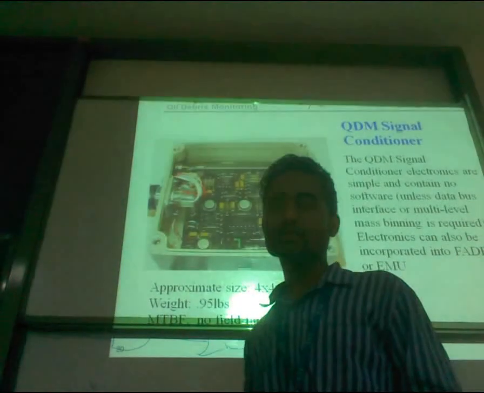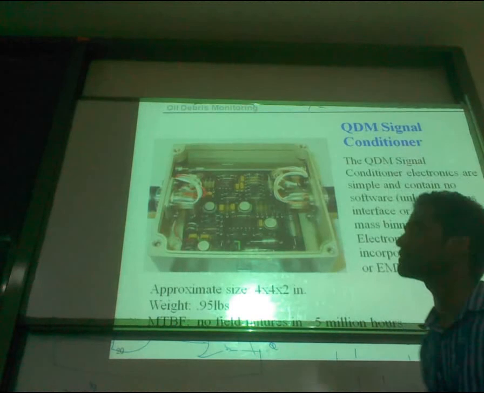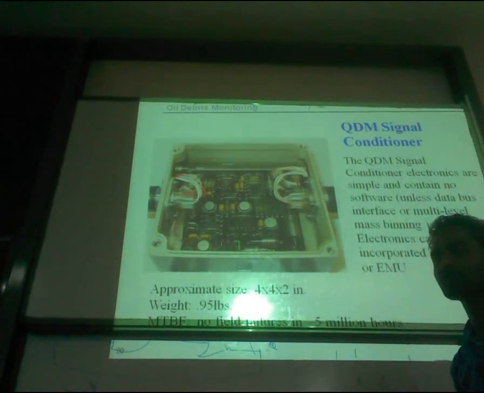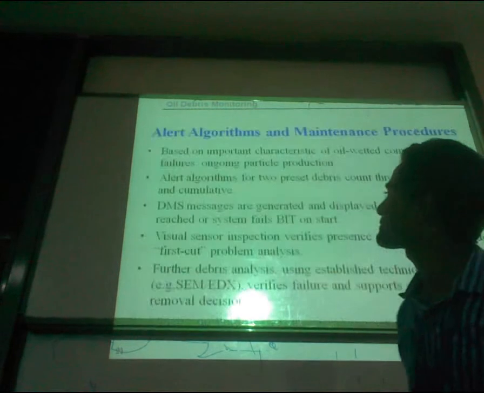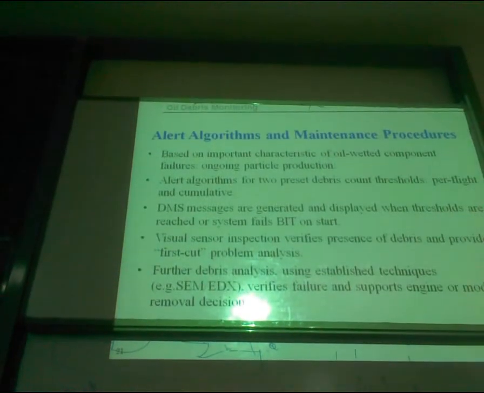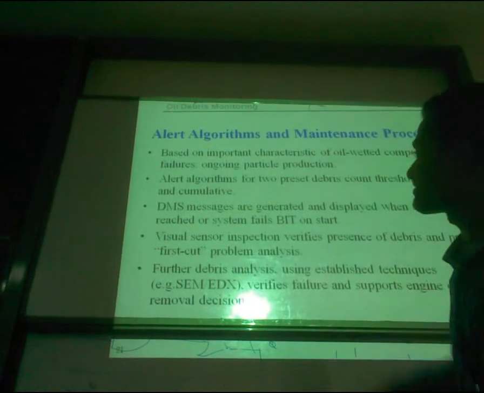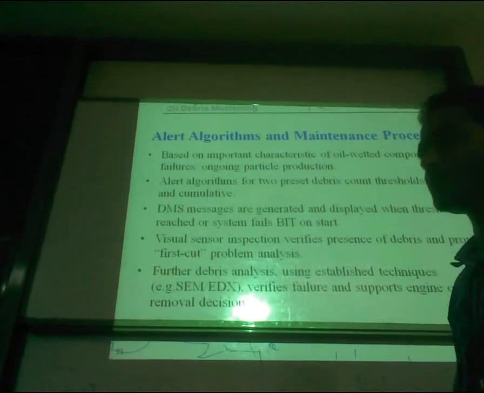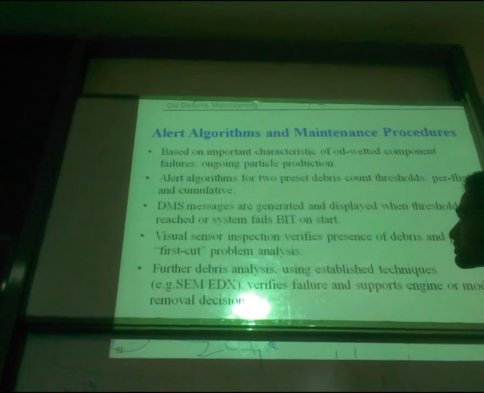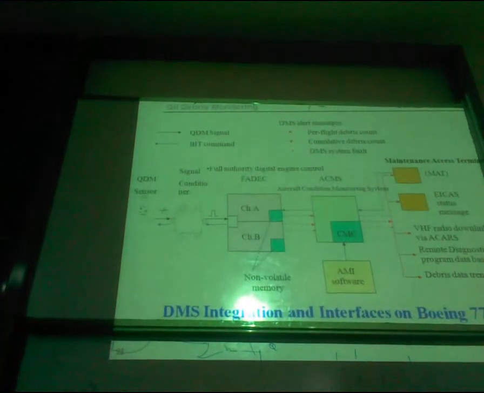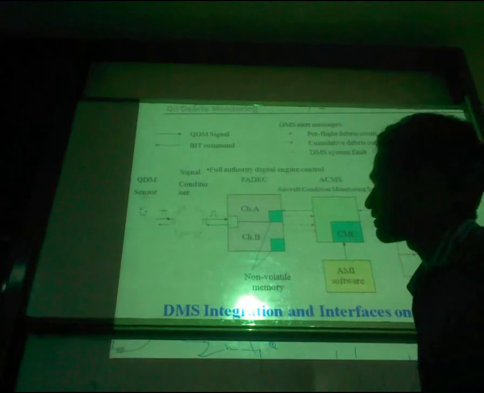Next, this is the QDM signal conditioner. This is the inside of this QDM signal conditioner. This is the alert algorithm and maintenance procedure for this QDM. These are the only steps which are followed during the working of the QDM. This is the exact picture of what happens in the QDM.